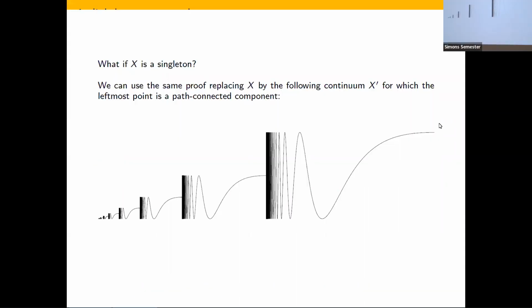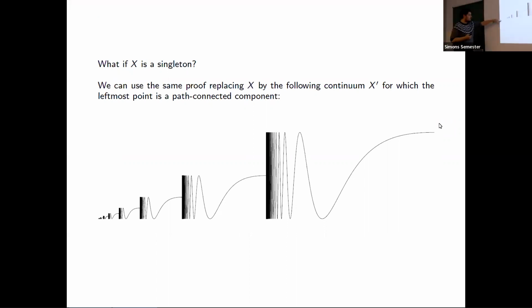How do you separate this point from any other? The point is that there is no curve that starts at this point and finishes at another point. It's a path component. So far we're talking about path components.